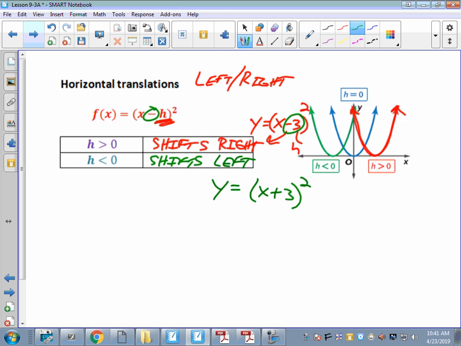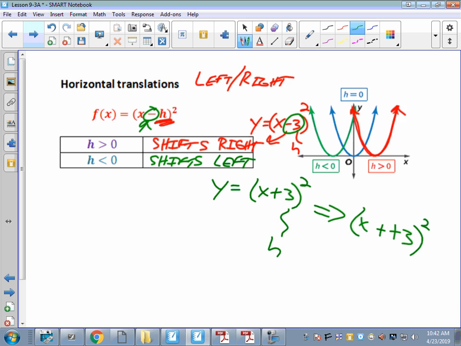Here, it'd be a positive 3, so the opposite would be negative 3, moving 3 units to the left. Because the way you got to think about it is, since it's in x minus h squared, the only way you can get a positive 3 here is if we said it was x minus a negative 3 squared, which then, of course, 2 negatives make a positive. So that's why we have to kind of deal with that.